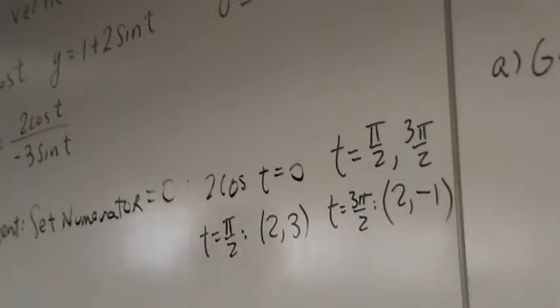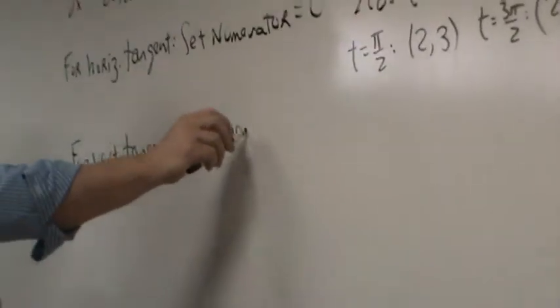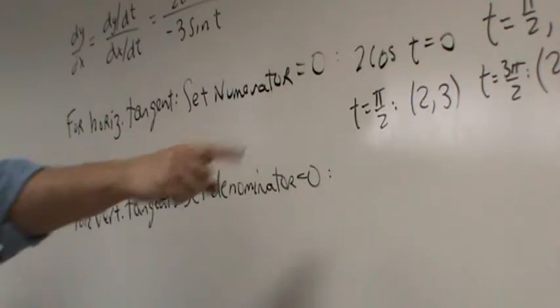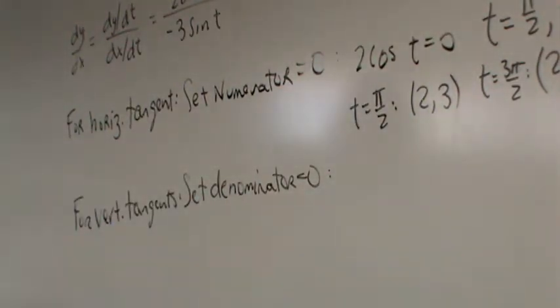Someone tell me, how am I going to find the points of vertical tangency? Yes, Chris? Absolutely. Set the denominator equal to 0. For vertical tangents, set the denominator equal to 0. That is, set dx dt equal to 0. I'd like everyone to please do that right now and find me the points of vertical tangency.